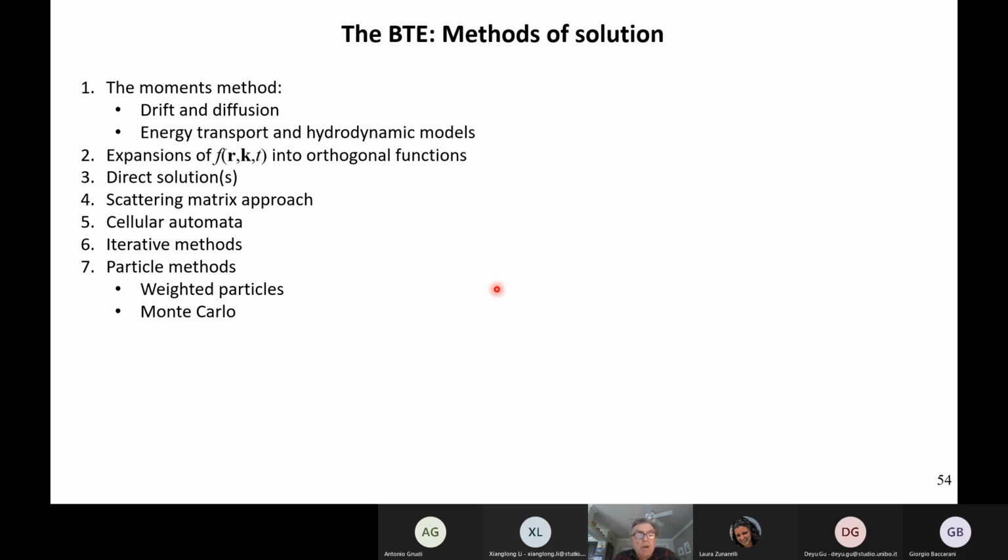I don't know if I am aware of all of the possible methods of solutions that have been devised, particularly because the Boltzmann equation has been used in different contexts. For electrons, our interest is electrons in semiconductors, but we can have studying gases.